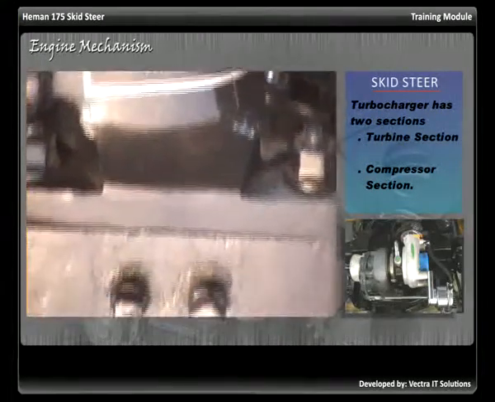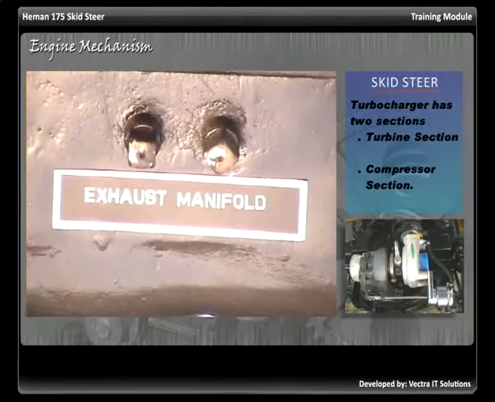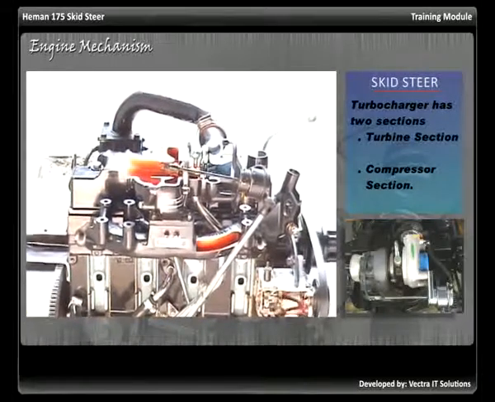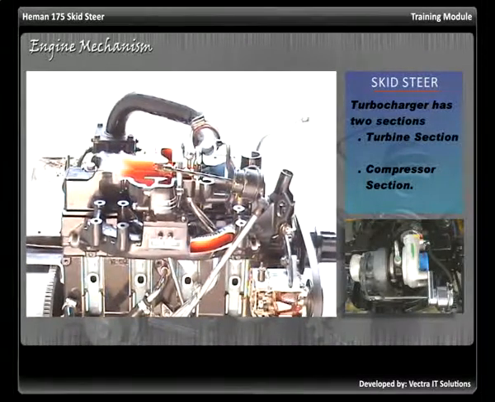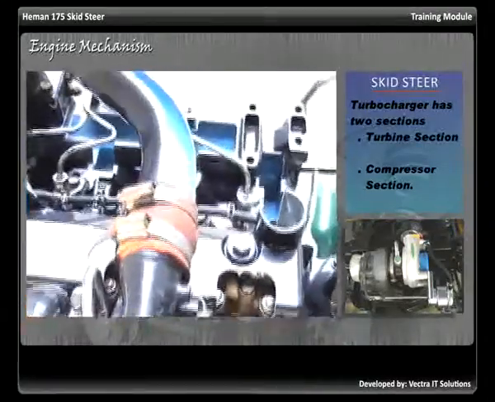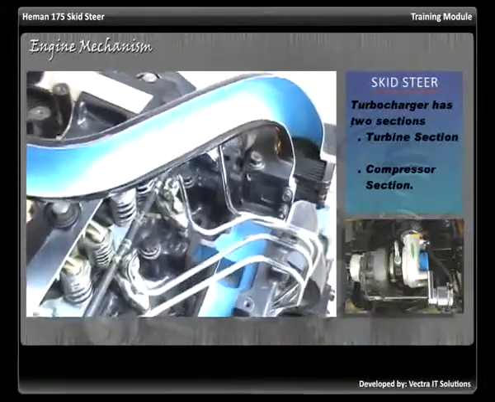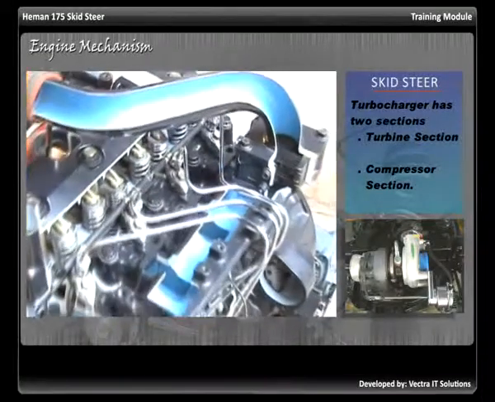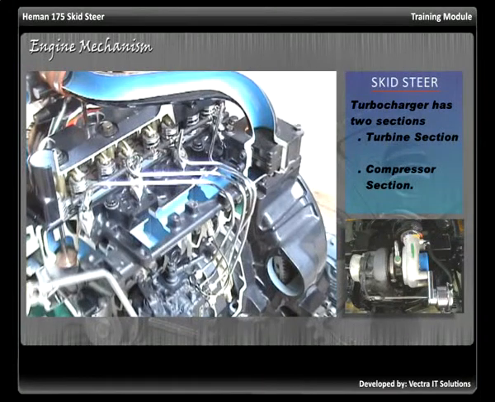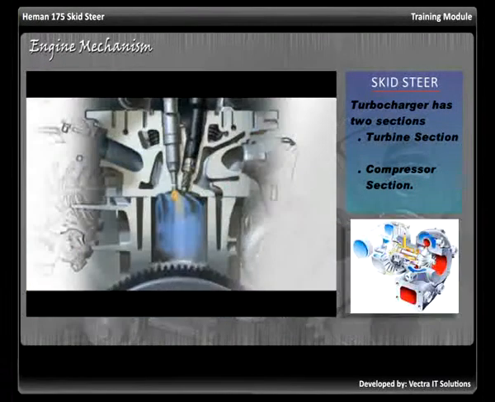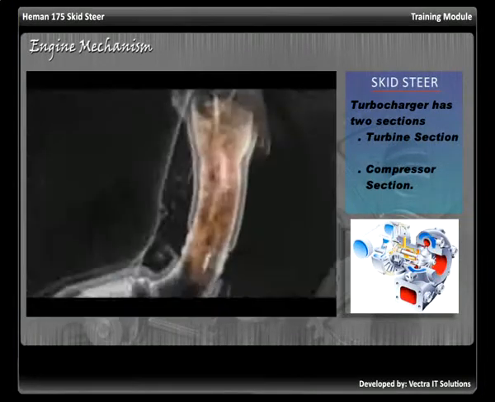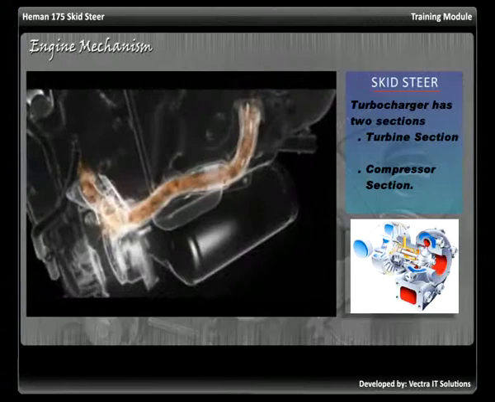The turbocharger is bolted to the housing of the engine's exhaust manifold. Instead of the exhaust leading directly from the engine cylinders to the exhaust pipe, the turbine section sits between them. Likewise, the compressor section sits between the air filter and the intake manifold of the engine. When the engine starts, air passes through the compressor section into the cylinders to fire the injected fuel.